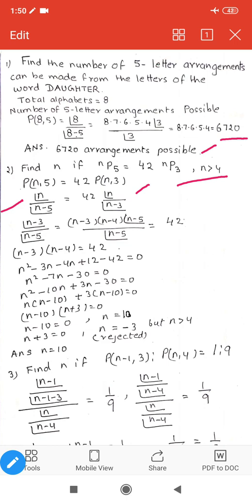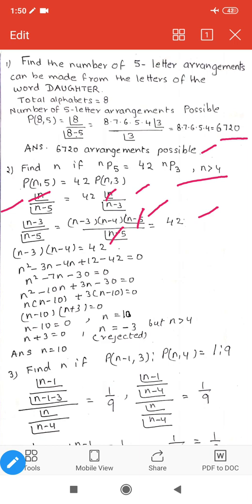Let us arrange it in this way: n minus 3 factorial. Factorial n and factorial n are cancelled out. We can arrange it as n minus 3 factorial upon n minus 5 factorial. n minus 3 factorial can be written as (n minus 3)(n minus 4)(n minus 5) factorial divided by n minus 5 factorial. n minus 5 factorial is cancelled out. Put it equal to 42.